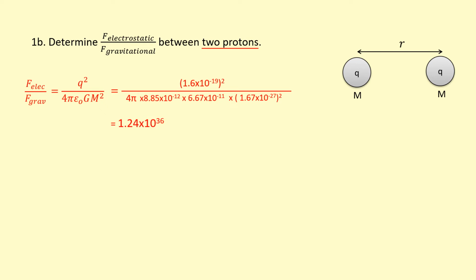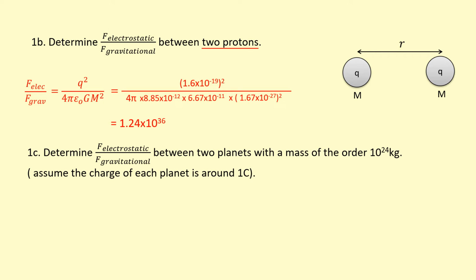And that gives us a number of 1.24 times 10 to the power of 36, which is a very large number. That shows us that the electrostatic force between two protons is much bigger than the gravitational force of attraction. So this is why when we're considering forces between protons, we ignore gravity because it's just not significant compared to the electrostatic force.